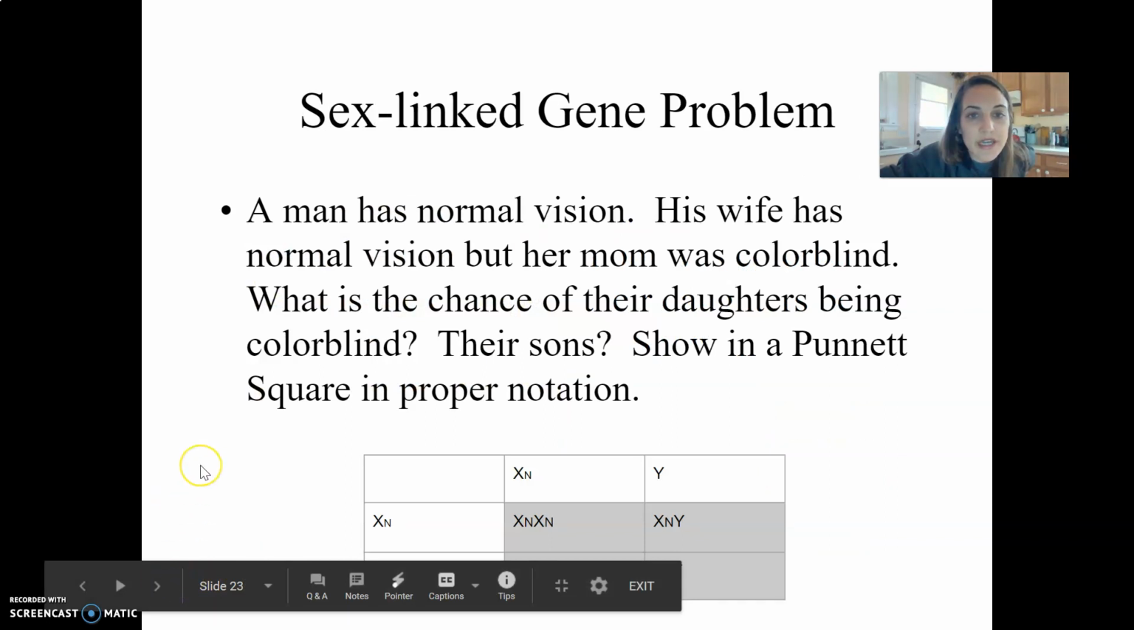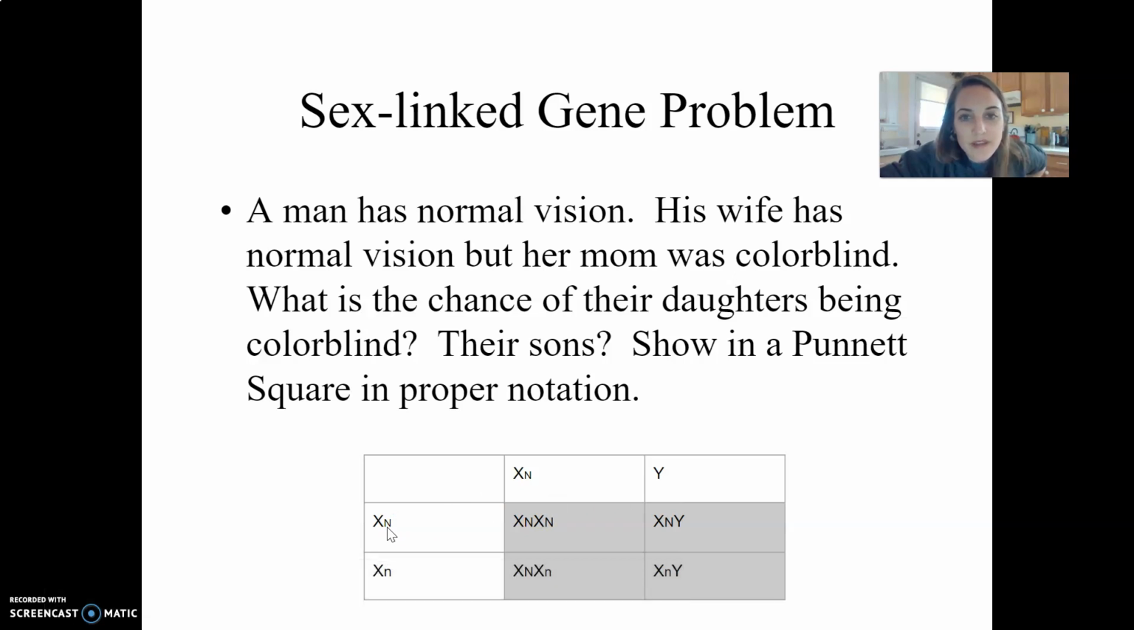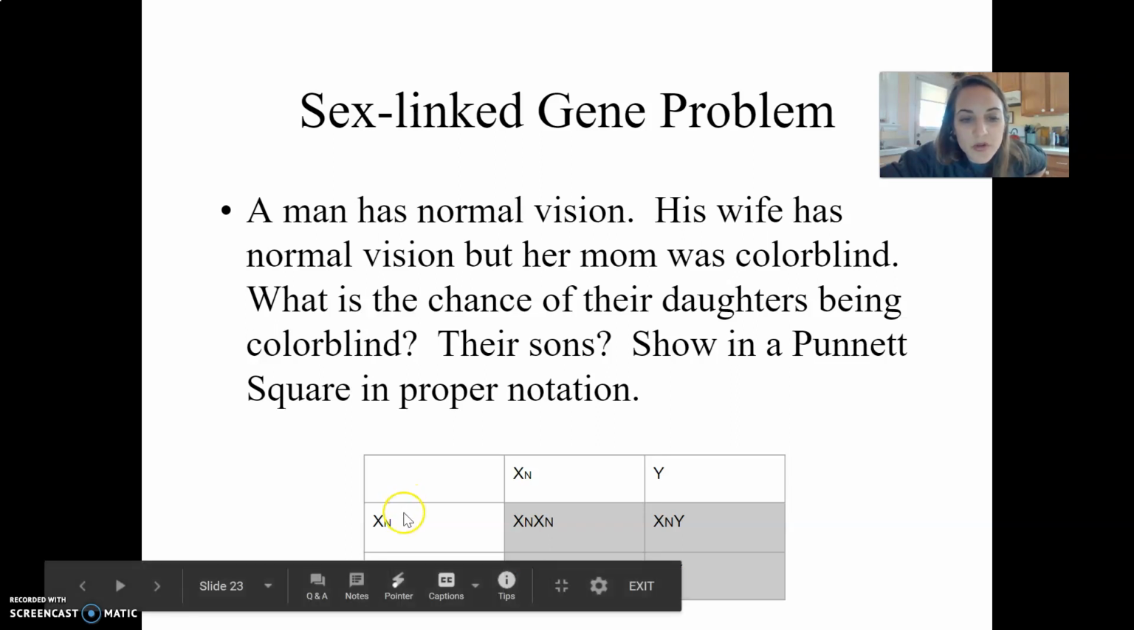If we look at a sex-linked problem, here's an example here. A man with normal vision, so that means his X chromosome is a dominant allele, but then he doesn't have another X chromosome, he has a Y because he's male. And his wife has normal vision, that means she has to have at least one capital N, but it says that the wife's mom was colorblind. That means the mom could have only passed down a lowercase n. So that's why we have X lowercase n down here. That's the allele that the wife got from her mom.